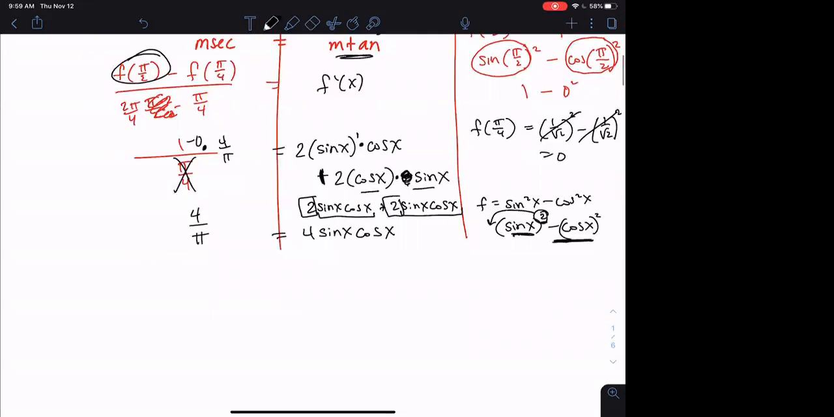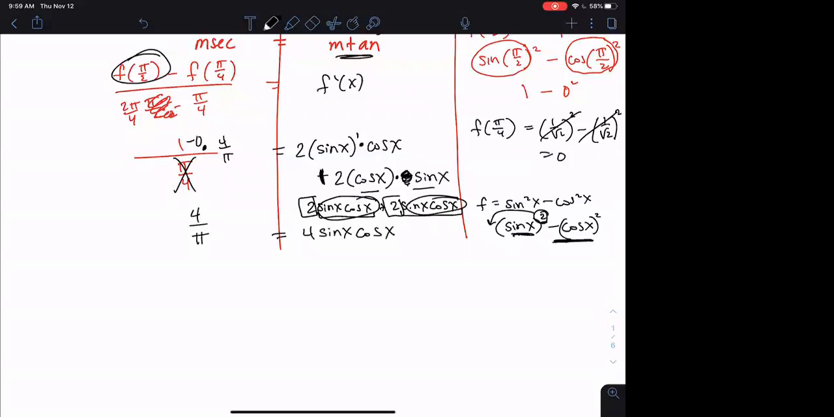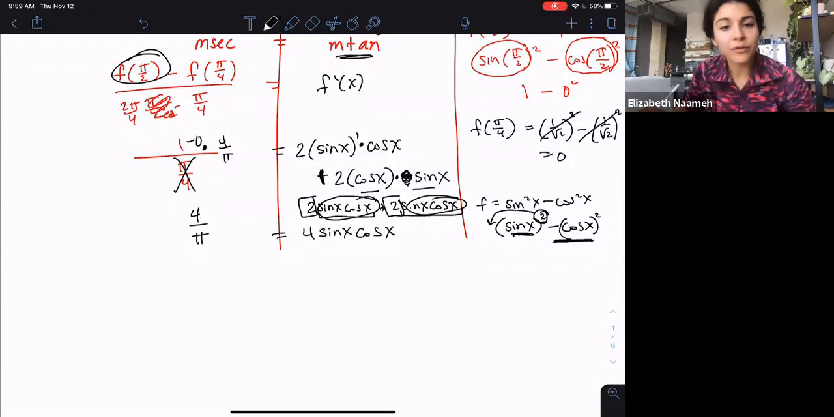So it wouldn't be squared. It would just be adding the first numbers. Correct, because we're not multiplying them. So think of this: 2x plus 2x is 4x, yeah? So this would be 4 sine x cosine x.